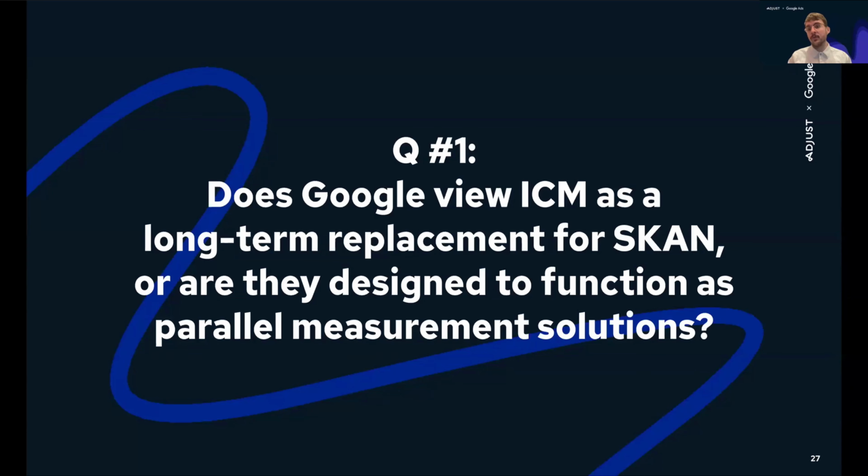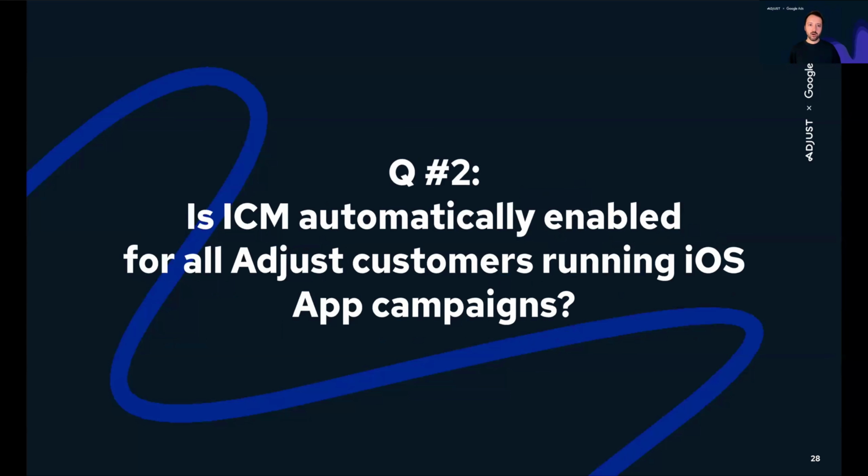And so we're committed as Google to support both ICM and Scan for the time being. And while we have seen tremendous growth from advertisers who adopt ODM and ICM, we also know that Scan is not going away anytime soon. The second question is, is ICM automatically enabled for all Edge's customers running iOS app campaigns?